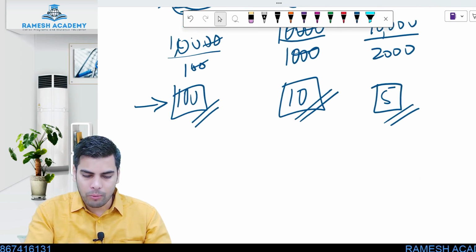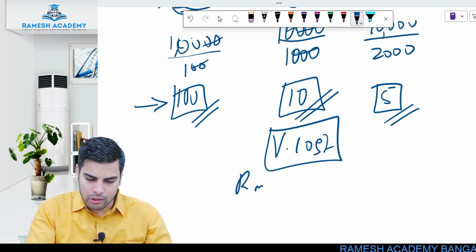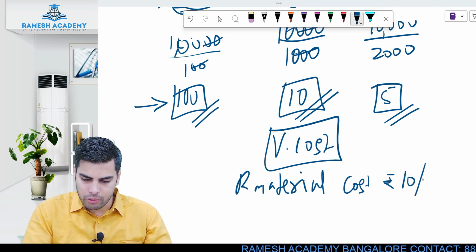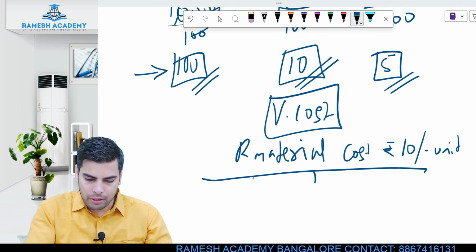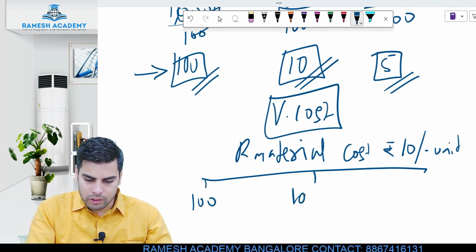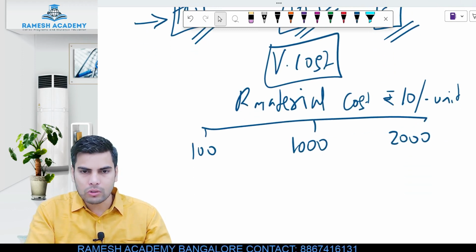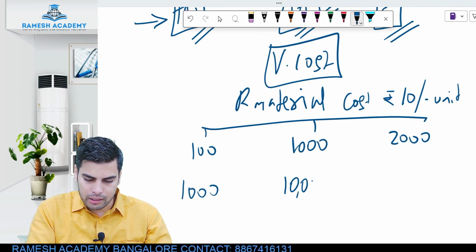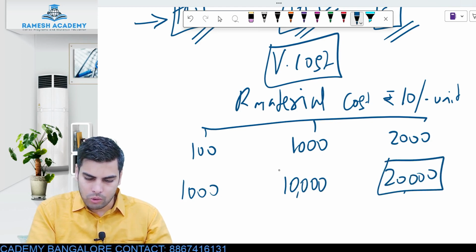Same way, if I talk about variable cost, let's say raw material cost per unit. Let's say it costs you 10 rupees per unit. Clear? So if I take the same example of 100 units, 1000 units and 2000 units, how much would be the total cost over here? 100 into 10, this would be 1000 rupees, this would be 10,000 rupees, and here it would be 20,000 rupees. This would be the total variable cost.